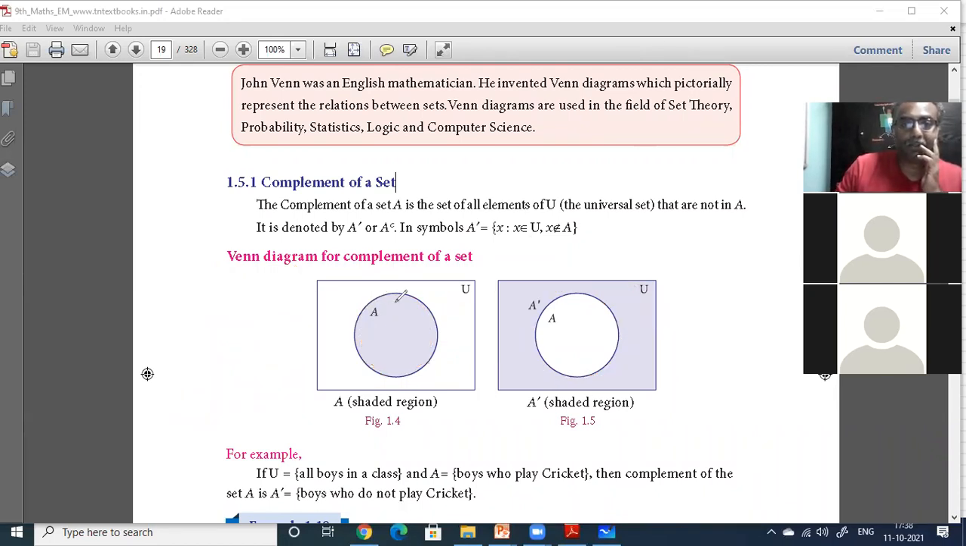This one is shaded inside A, and this one is shaded outside A. Everything that is outside A is being shaded. Okay, that is the complement set.